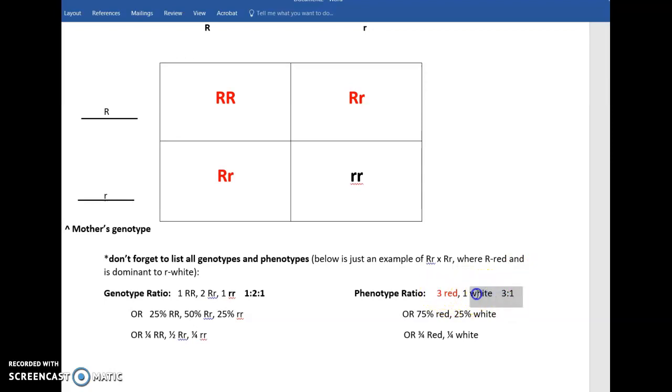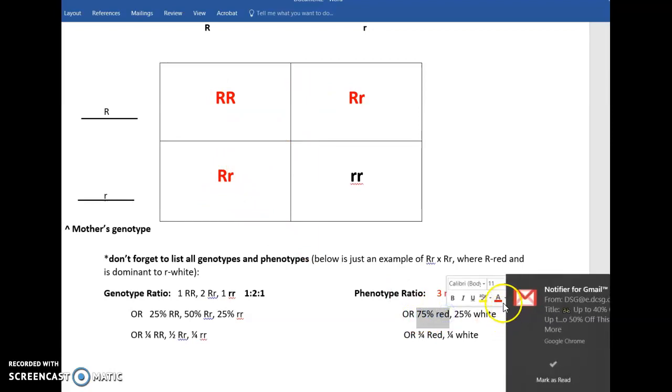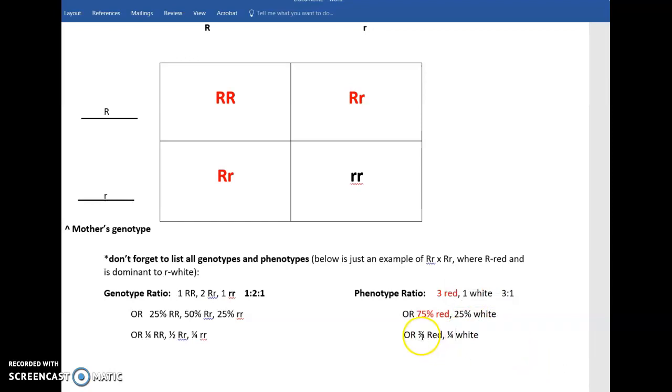So you would write it out exactly like this: 3 red, 1 white. Notice this ratio is different than the genotype ratio. So it is important that you write it out fully. You can also write that as a percent. So out of 100%, 75% are red, and 25% are white. Fractions: 3/4 are red. So 3 out of the 4 here are red and 1/4 are white.